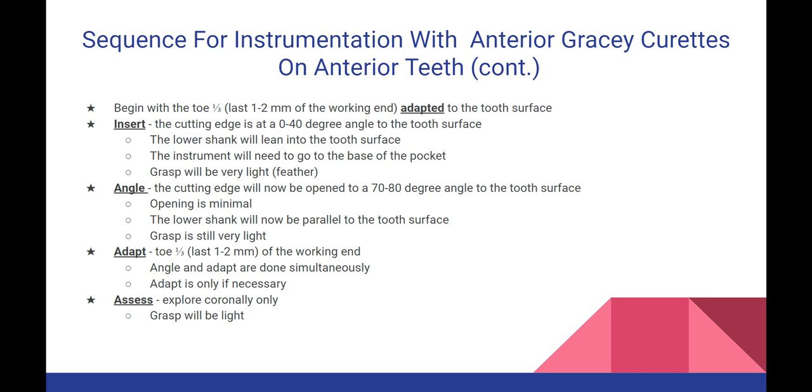Angle. The cutting edge will now be open to a 70 to 80 degree angle to the tooth surface. Opening is minimal. The lower shank will now be parallel to the tooth surface. Grasp is very light. Adapt. Toe third, the last 1 to 2 millimeters of that working end. The angle and adapt are done simultaneously. Adapt is only if necessary. Assess, explore coronally only. Grasp will be light.